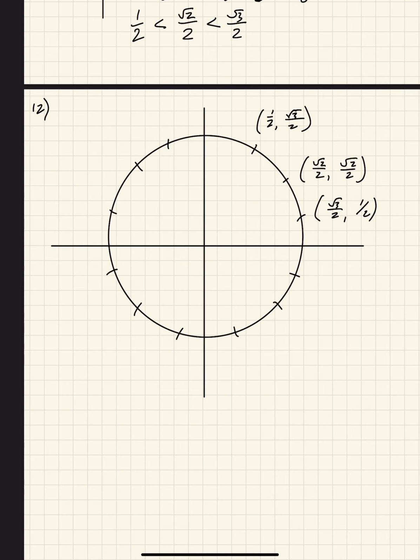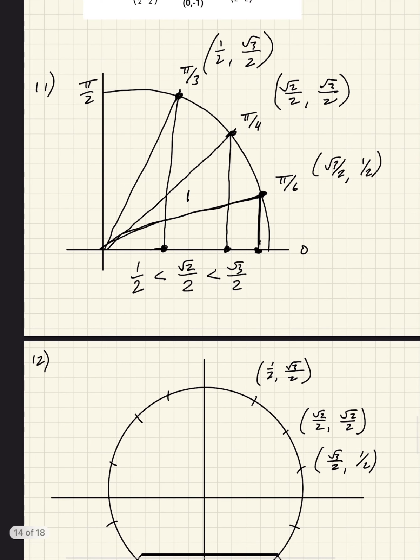All right, so what's very nice about the unit circle is that this pattern of 1/2, root 2 over 2, and root 3 over 2 is actually going to continue on over the entire unit circle. It's just going to be either flipped or with different signs. So let's see how these values change for other quadrants.